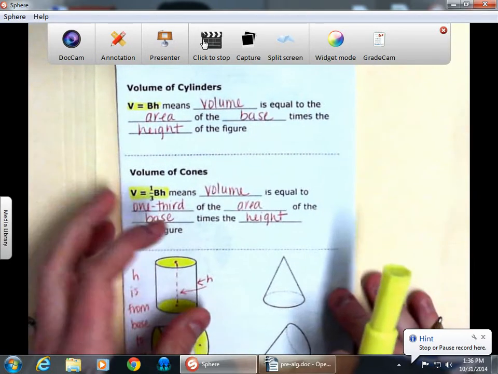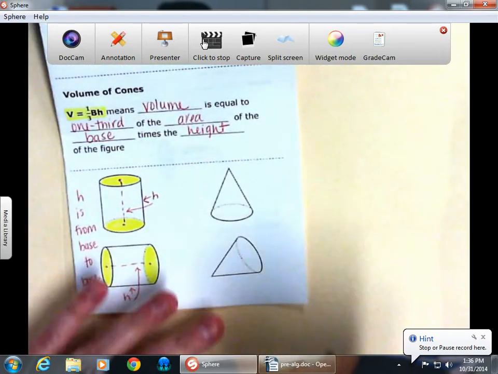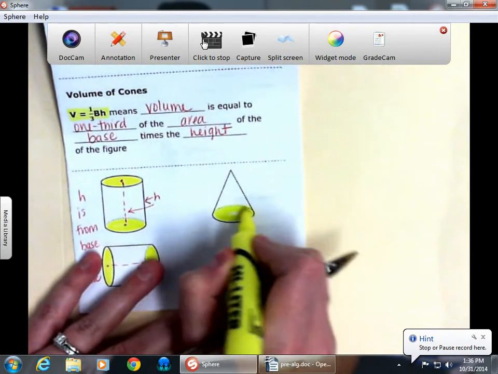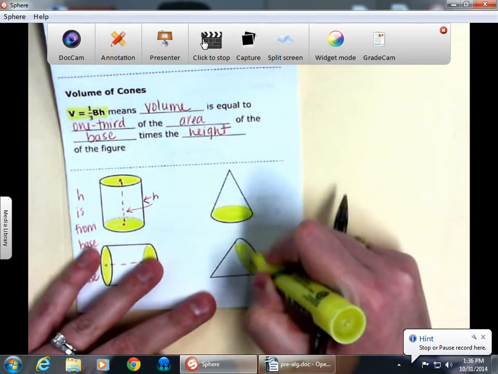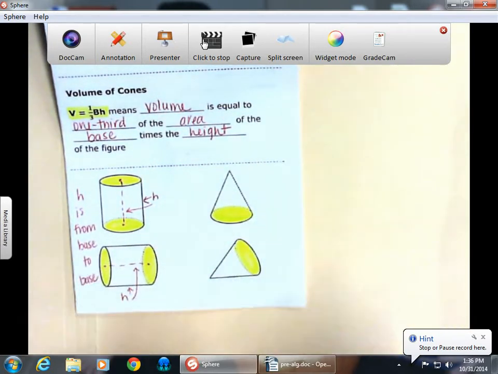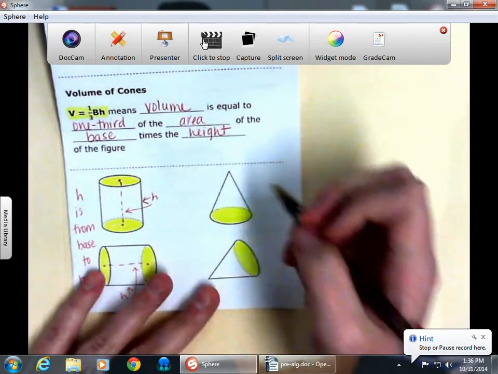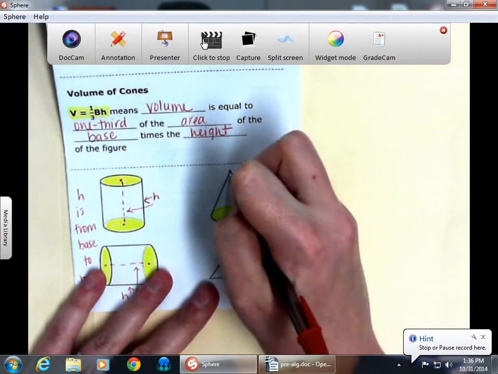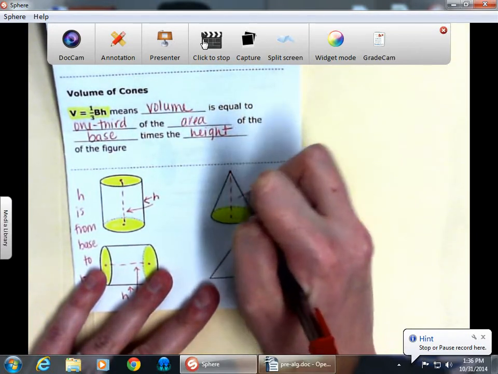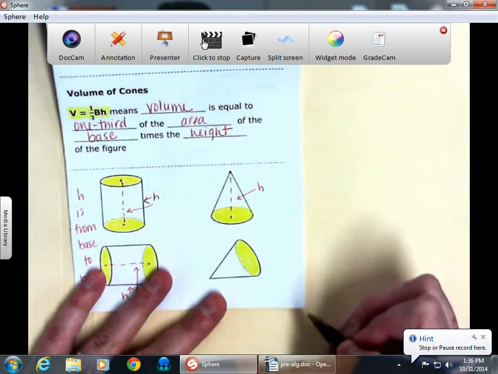Again, go down to your pictures, color in your base. A cone has one base. Go ahead and do it on both pictures, and they are also shaped like circles. On a cone, the height is from the point straight down to your base. That is your H. Okay, same thing.